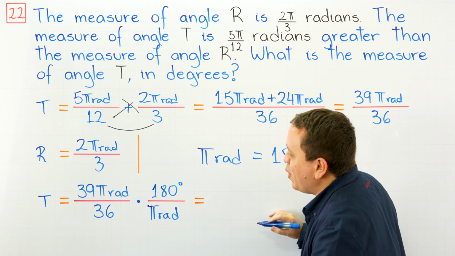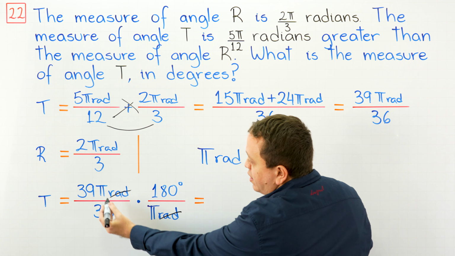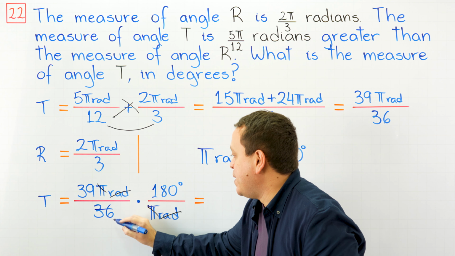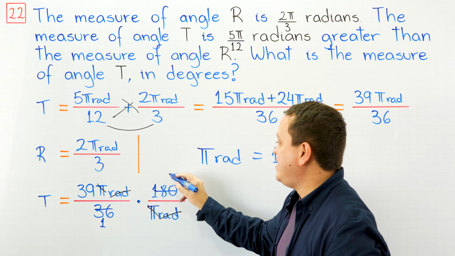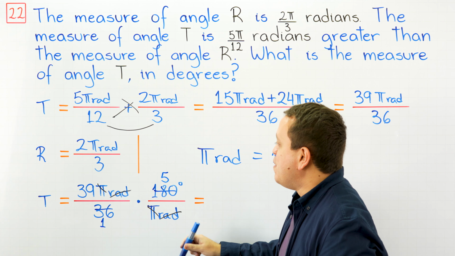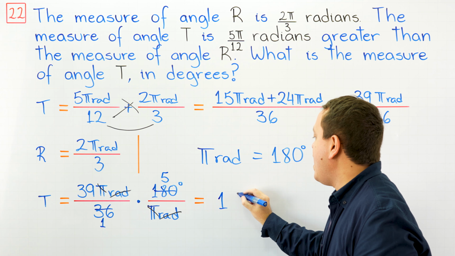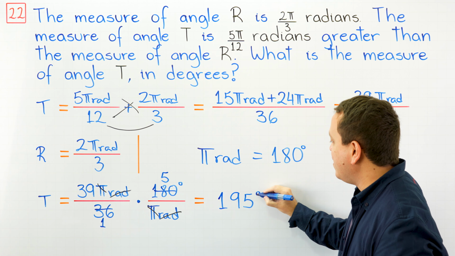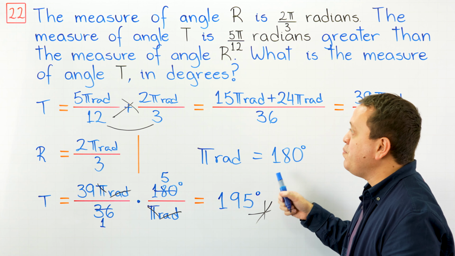In that way, we can cancel out radians at the top with radians at the bottom. We can also cancel out pi with pi. And now, 36 divided by 36 gives us 1, and 180 divided by 36 gives us 5. Finally, 39 times 5 is equal to 195. And we also have the degrees. That's it. The measure of angle T is 195 degrees.